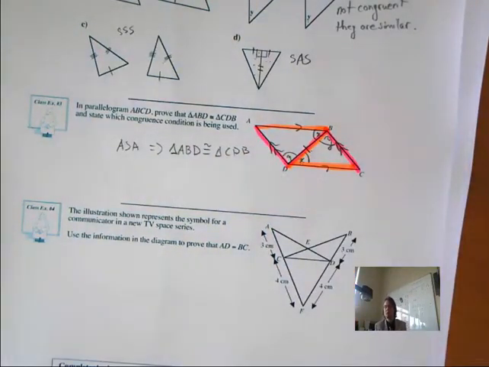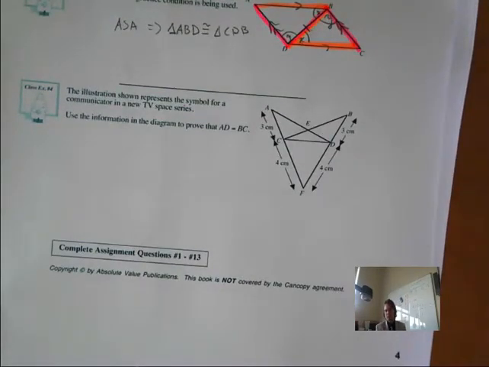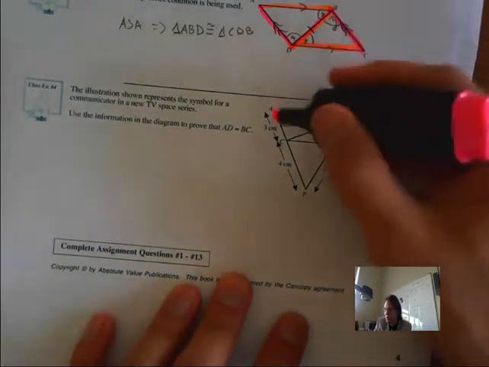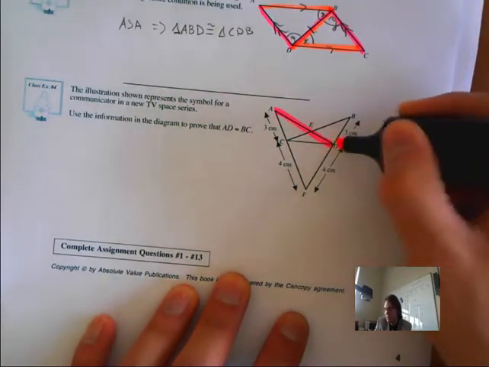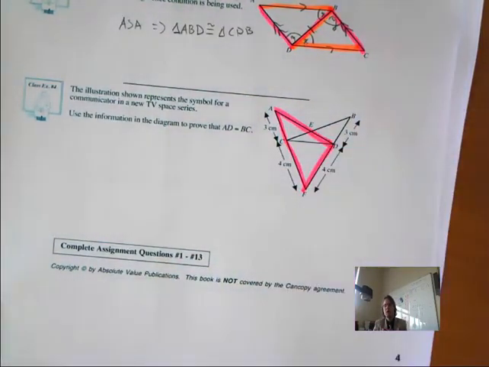Okay? Now, our very last question here. We want to prove that AD and BC are the same. Well, if I take a look at this, I'm going to break it down into two triangles that help us. So these are the two triangles I am going to use. I'm going to use this triangle here, and I am going to use this triangle here.